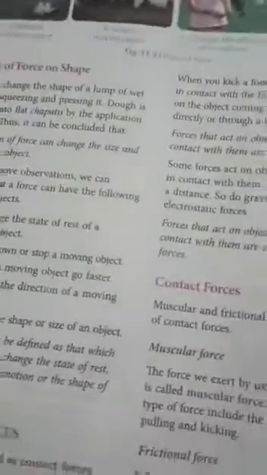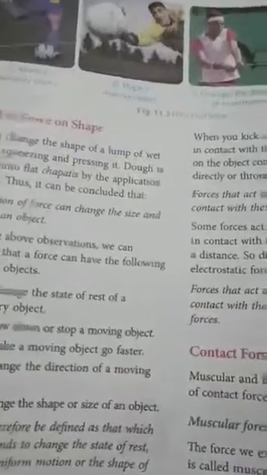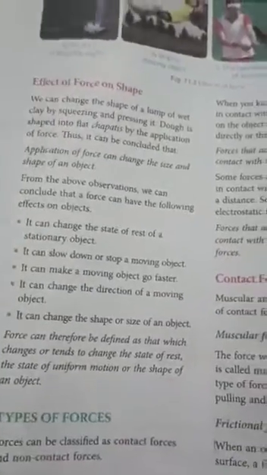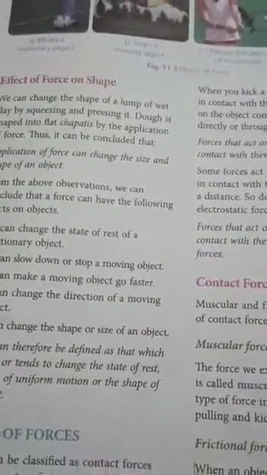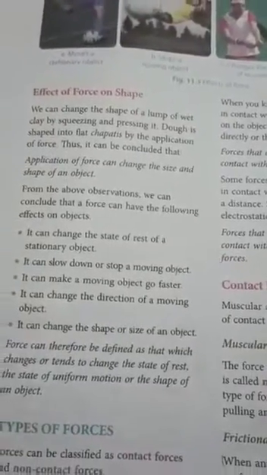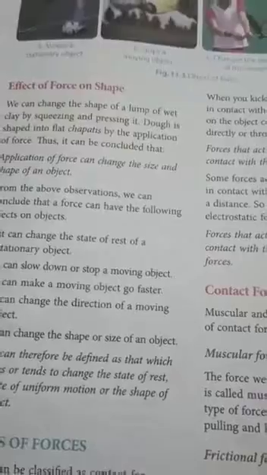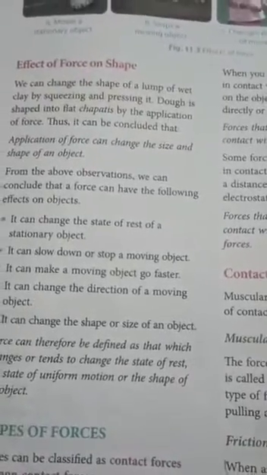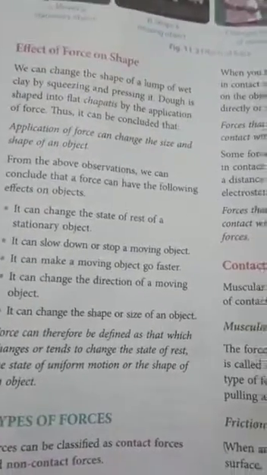Effects of force on a shape. If you consider a rod which is circular in shape, by hammering the rod, which is applying an external force, the rod can be turned into a flat sheet. So this is one of the effects of force on a shape.